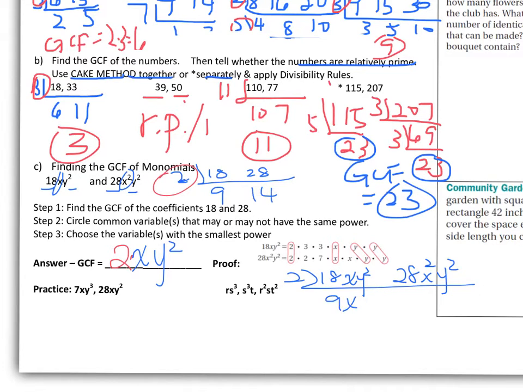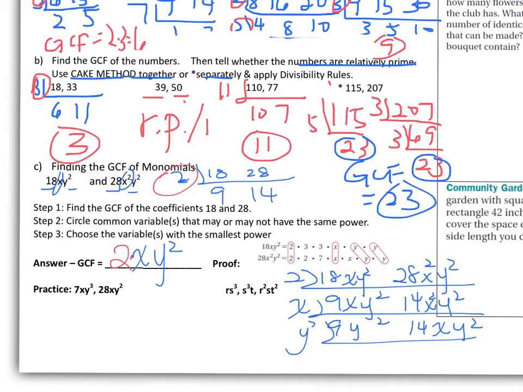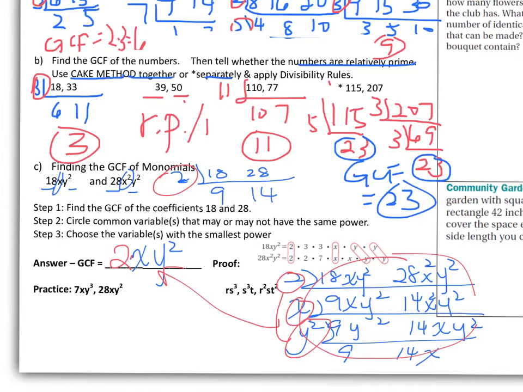2, 9x y squared, 14x squared y squared. Let's take out x: 9 y squared, 14x y squared. And let's take out y squared: 9, and 14x. So 2 times x times y squared will be the same as your answer here. But you have to show all this work. It's crazy. I wouldn't recommend this way.